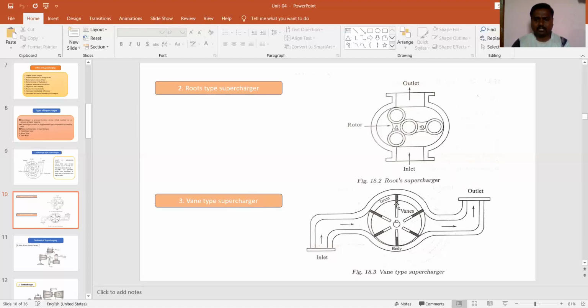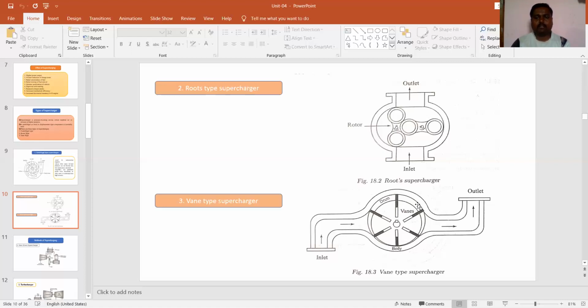Here this dark part is nothing but the vanes. These are the spring loaded vanes, which means springs are provided here. These vanes slide in the slots provided over the drum, that is, the vane slides in and out through the slot. Generally when the drum is in a stationary position, the vanes come out of the drum and come in contact with the inner part of the body.